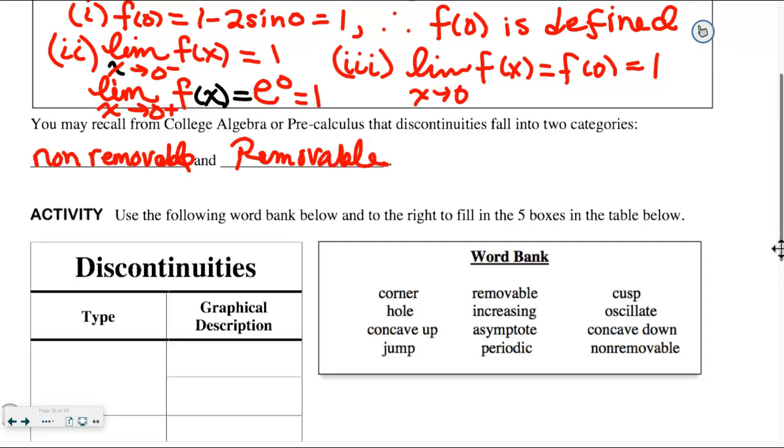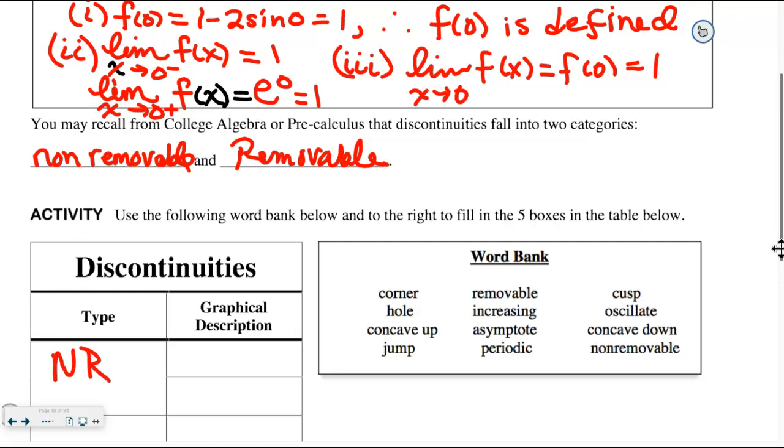So, removable is basically you can define or redefine 1 point and fix the issue. How many points? 1. You can make one singular statement, and it will fix the issue and let you drive over the bridge. Like it'll fix the hole in the bridge. All right? So my non-removable, I'm just going to put NR.